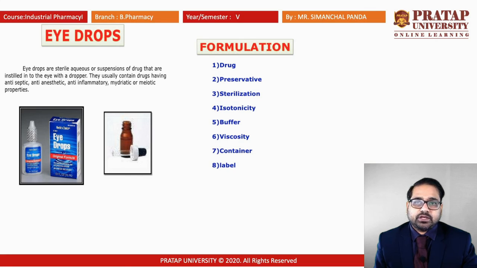So the formulation includes the drug, preservative, sterilization, isotonicity we have to maintain, the buffer has to be maintained, viscosity as discussed, and the container must be plastic, or a glass container is more suitable. Then we have to go for the labeling. So the drugs are the substances which give the pharmacological activity in the eye, that may be anti-inflammatory activity, or mydriatic or miotic activity.